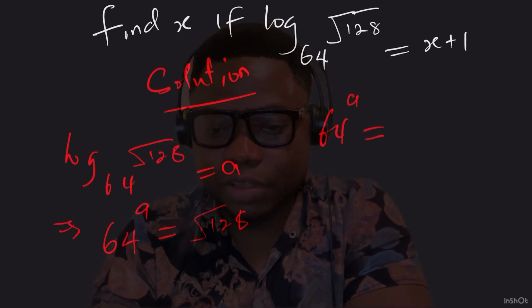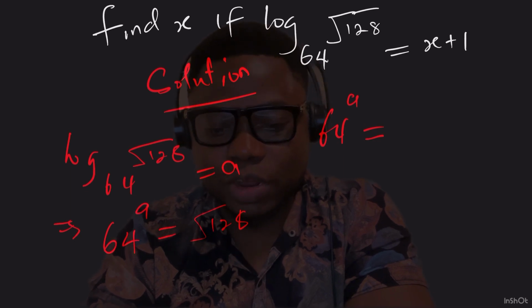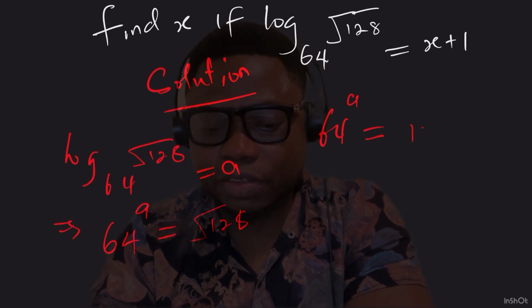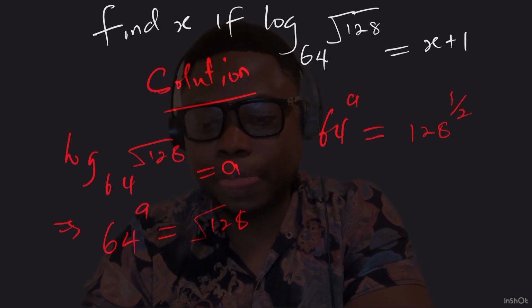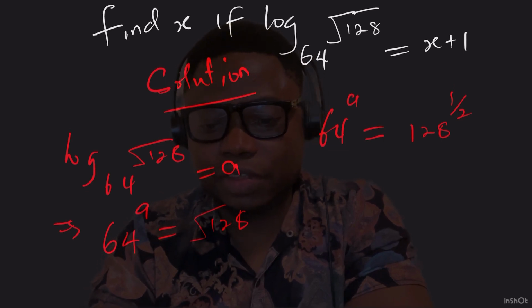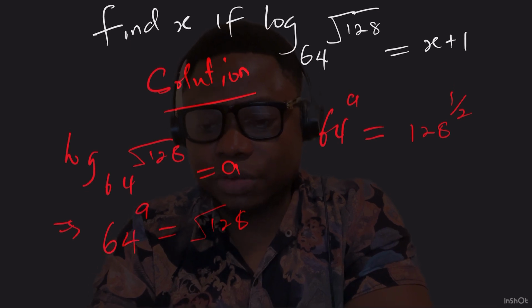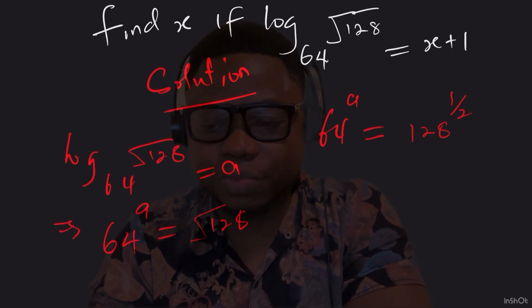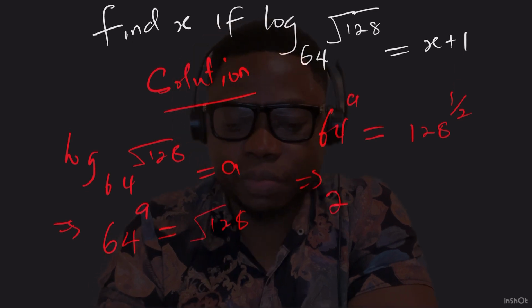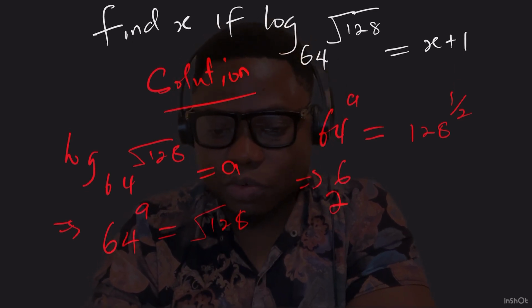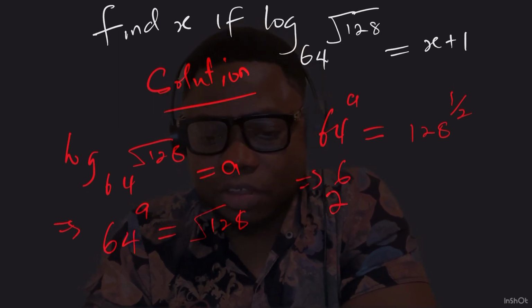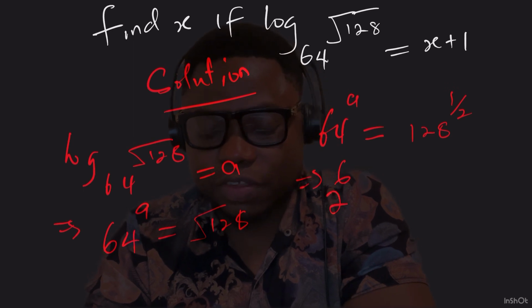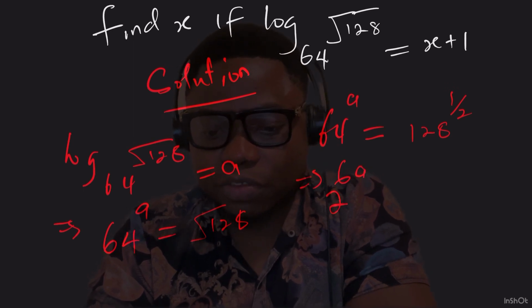64 raised to the power of A is equal to, you know that square root of 128 is the same thing as 128 raised to the power of half. In indices, they are the same. So I'm going to make this number and this 128 raised to the power of half to be of the same base. So this is going to be 2 raised to the power of 6, because 2 raised to the power of 6 is 64.